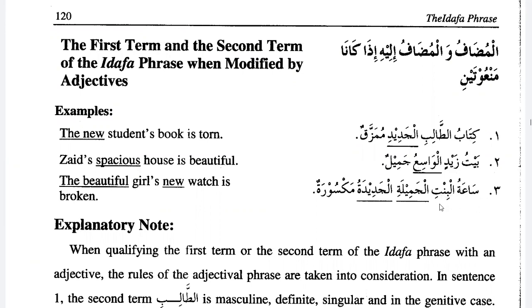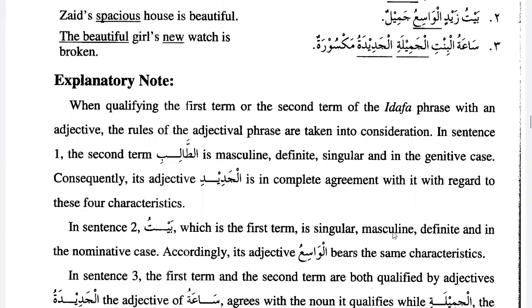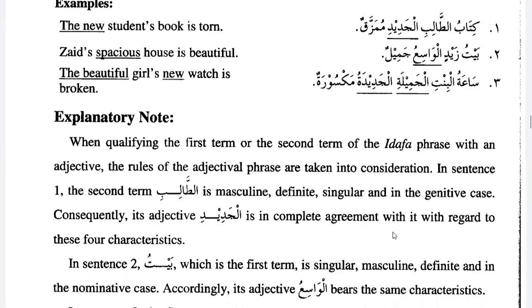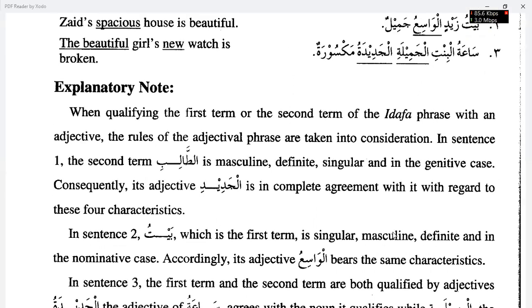Here, Murakkabul Idafi is sifa, mausuf. So these are the sifa, and they should be marifa because muzaf is always marifa. Here, kitab, bait, and sa'at are marifa by position. So their naat is also marifa. Ms. Foz, read the explanatory note.